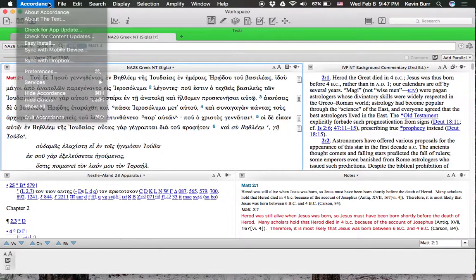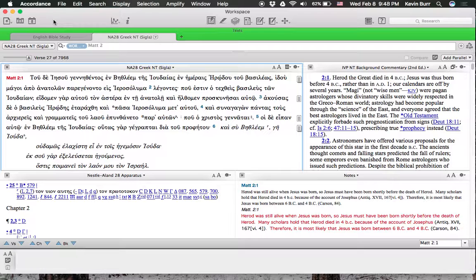You can see up here that I've got Accordance running. I've got a couple of different tabs open. This is my New Testament Greek study tab. So I've got my Greek New Testament here. In this box, I have the InterVarsity Press New Testament Background Commentary, second edition, authored by Dr. Craig Keener, with whom I am taking a class this semester. This provides just background information.